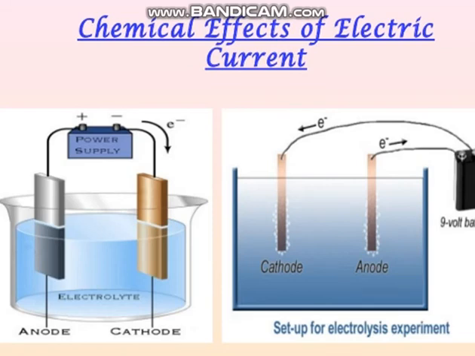That is the electrolyte. Now when we pass the electric current through this, the substance splits up into ions: positive ions, which are known as cations, and negative ions, which are known as anions. These ions move towards the oppositely charged electrodes because opposite charges attract each other. So positive ions are attracted towards the cathode, and negative ions towards the anode. That is exactly the chemical effect of electric current.